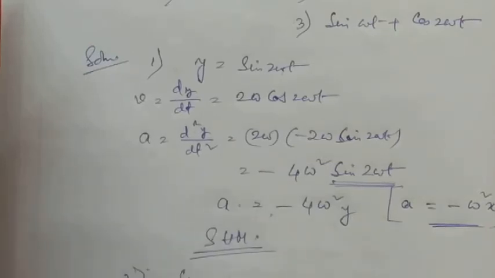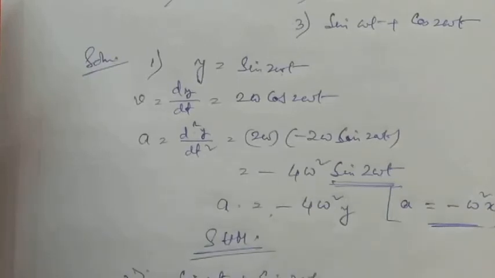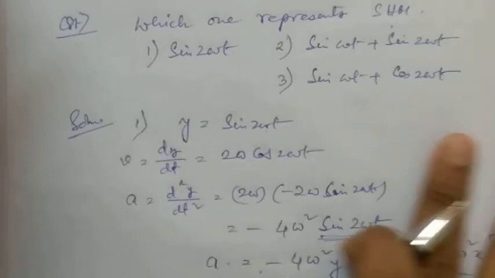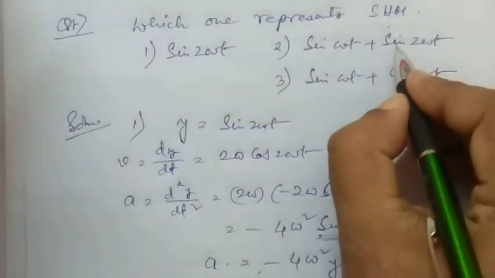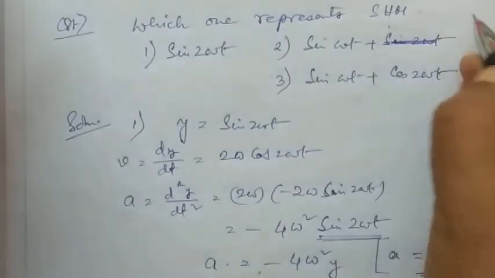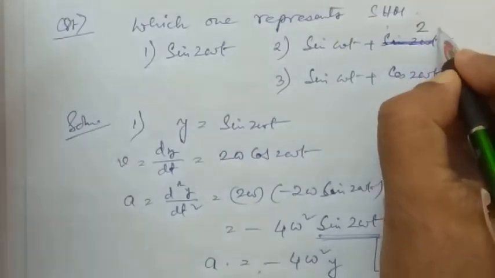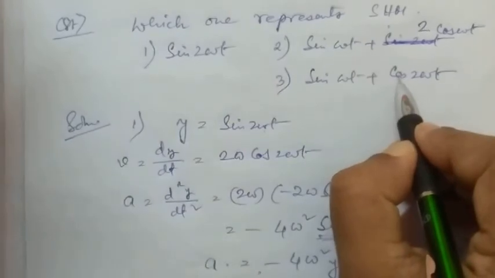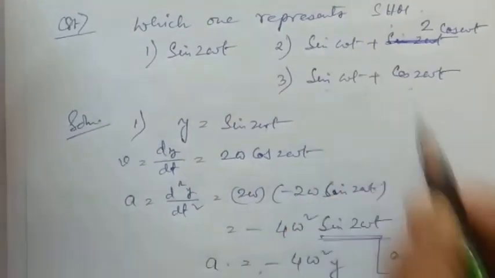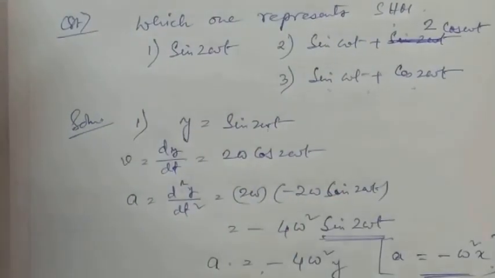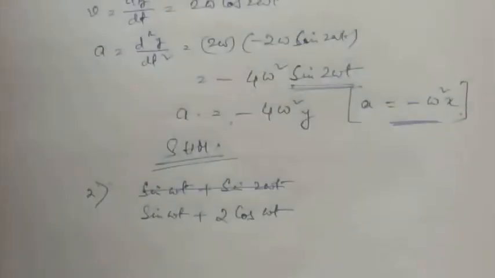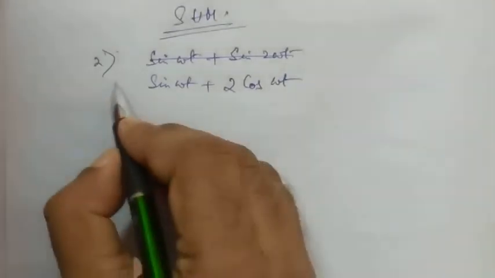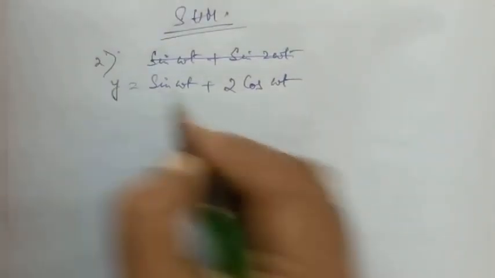Second one, sine omega t plus sine 2 omega t. Now the second equation, I think I've written it wrong. Sine omega t plus 2 cos omega t, and sine omega t plus cos 2 omega t. This one is correct. So sine omega t plus 2 cos omega t. This is y or x, as you can write.